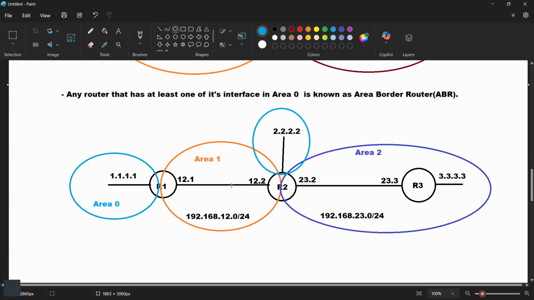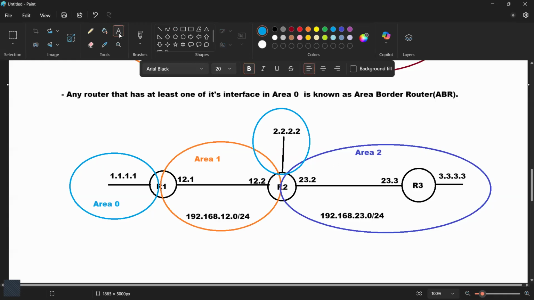Why? Because this will cause inconsistencies in your network. Multiple area zeros are not really suggested in the network. You try to keep only one area as area 0. If you want these guys to connect, you can use a concept that we will study later. It is known as a virtual link.